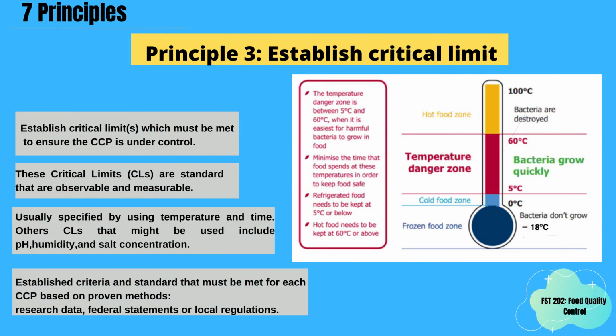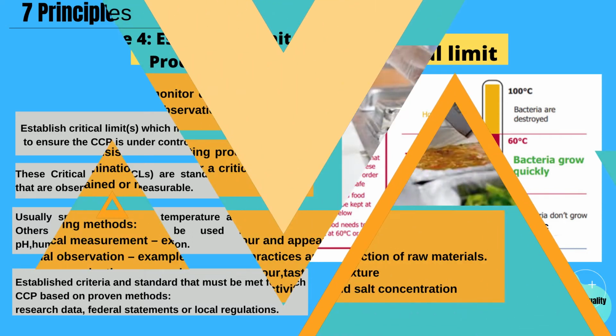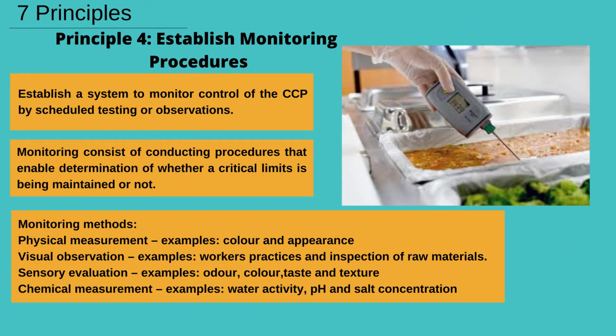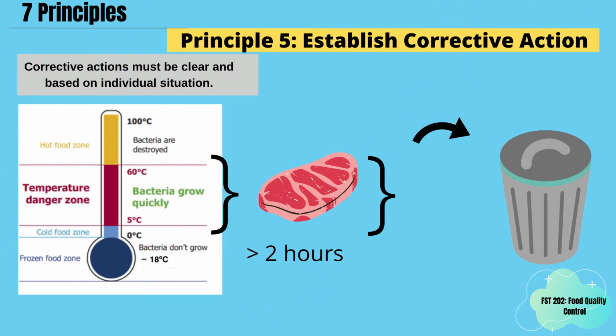Principle 3. Establish critical limits. Establish critical limits which must be met to ensure the CCP is under control. These critical limits are standards that are observable and measurable. The HACCP team is a group of people who are responsible for developing, implementing, and maintaining the HACCP system. Principle 4. Establish a system to monitor control of the critical control point by scheduled testing or observation.